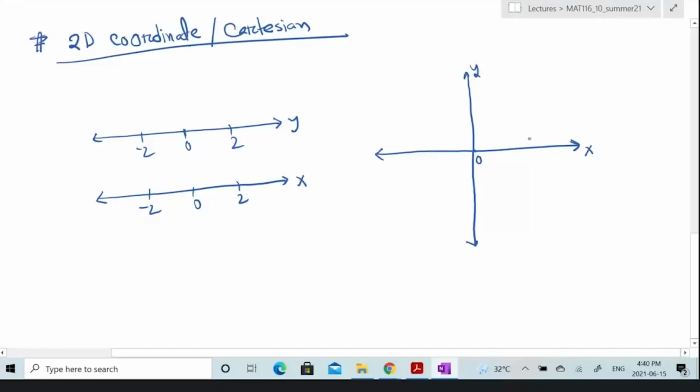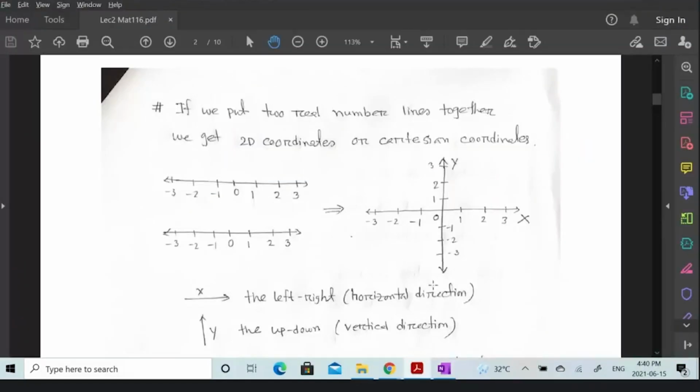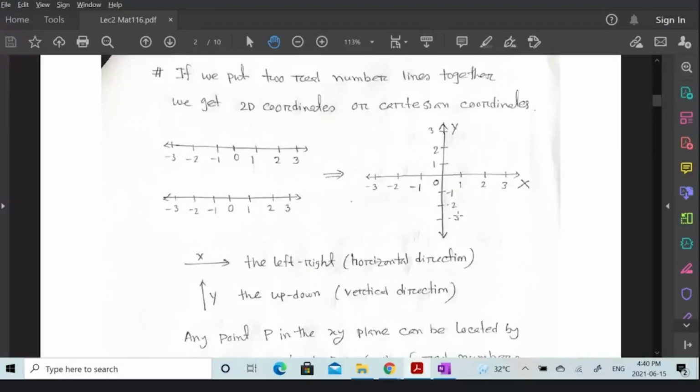So this one is 0, 0. This is the positive 2, negative 2, positive 2, negative 2. So that's how we get a two-dimensional coordinate system. And if we put two real number lines together, we get two-dimensional coordinates or Cartesian coordinates. Now this x is in the horizontal direction, from left to right, representing the x-axis, and from bottom to up, this represents the y-axis, in the vertical direction.